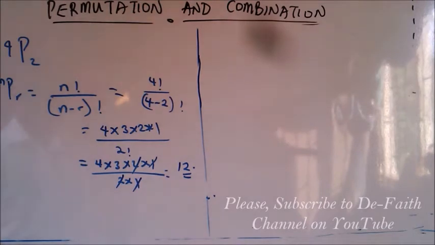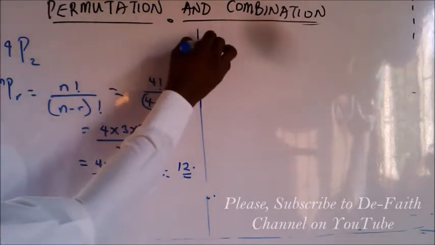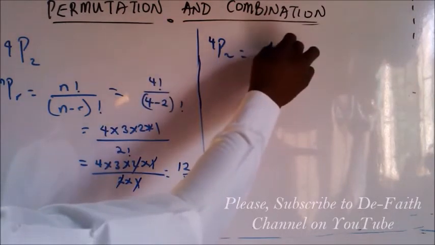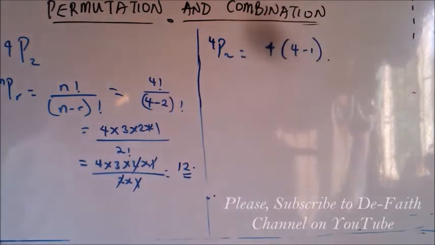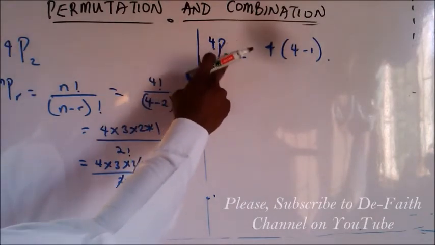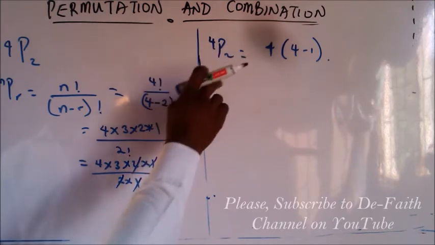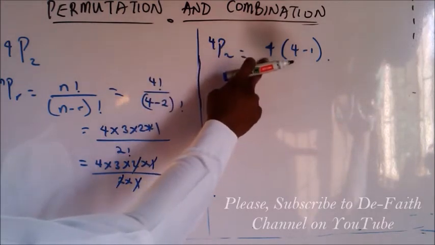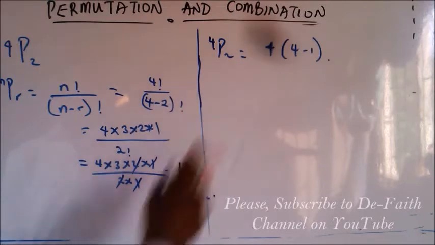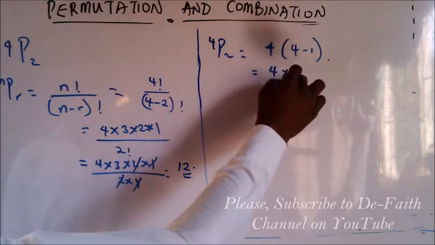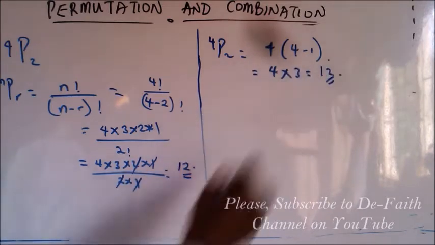There are other ways we can easily solve this. We could say that 4 permutation 2 is equal to 4 into brackets 4 minus 1. What does this stand for? Since we have to select 2 out of 4, we are looking for the number of ways of taking 2 from 4. So the first one is 4, and then the second one is 4 minus 1. So we have 4 multiplied by 4 minus 1, that gives 3. So 4 times 3, that gives 12.